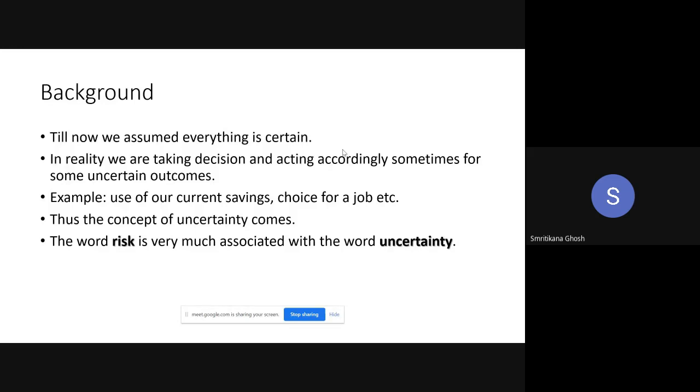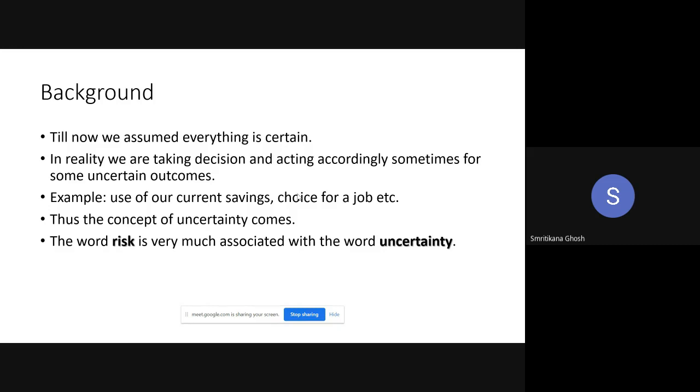For example, use of your current saving, choice of a job. Look at the first example, use of your current saving. You are saving your money, say now you are earning some income, and from there you are keeping money for future consumption. So this is your saving. So you don't know how you will use your saving.